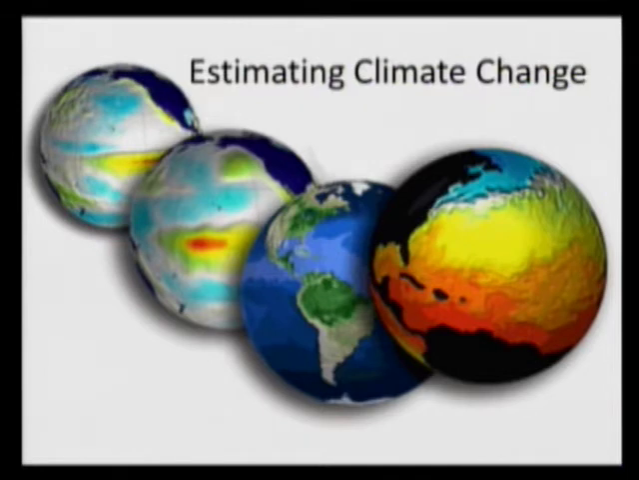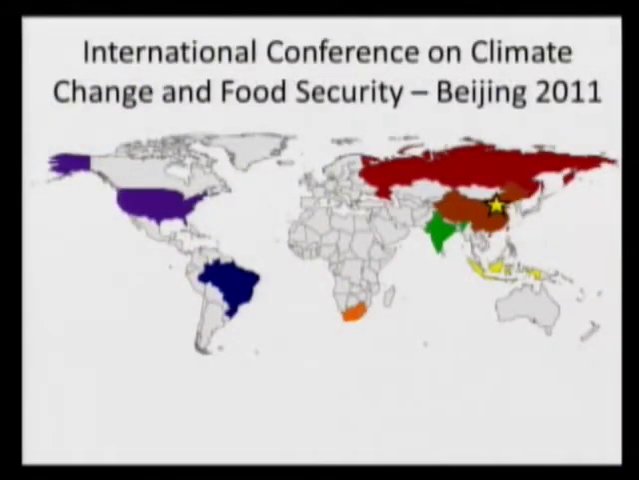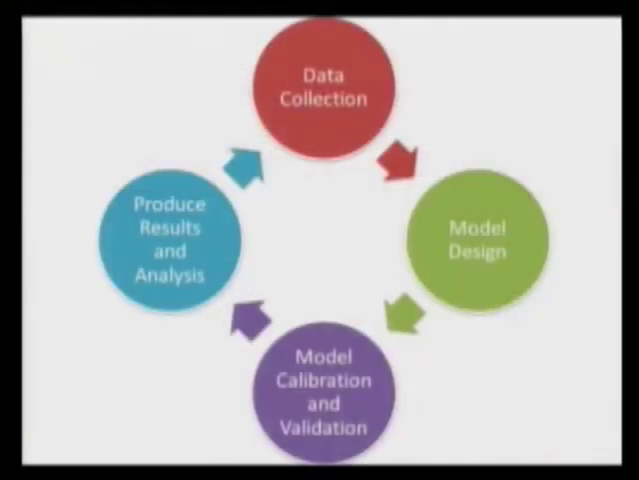It has been used already in a variety of different projects, including the International Conference on Climate Change and Food Security in Beijing in 2011, where we had papers presented from the BRIC countries plus the United States and Indonesia on the effects of climate change on agriculture in their countries and the subsequent effects of those changes in agriculture and food security in their countries and around the world. We have a variety of other publications as well, but right now we're in a process of a major overhaul of the model. We're updating it, and this is our workflow.